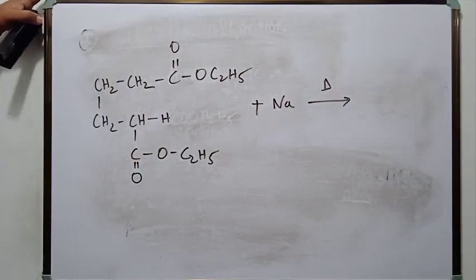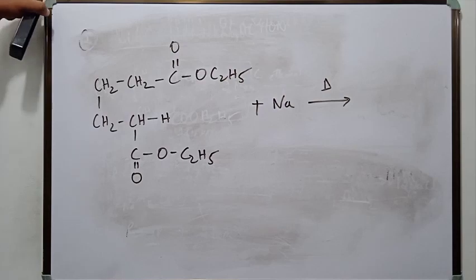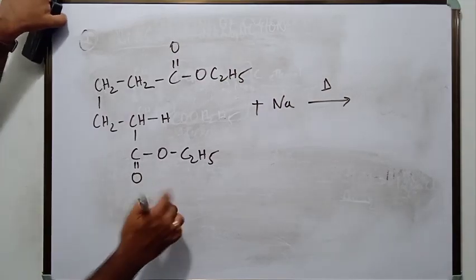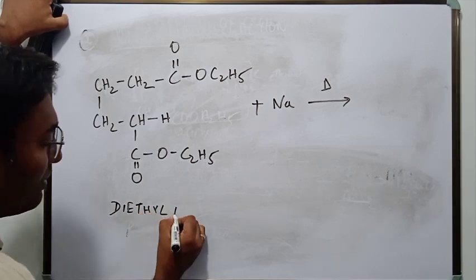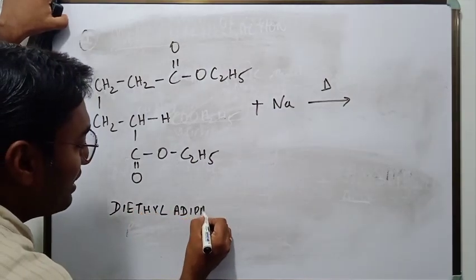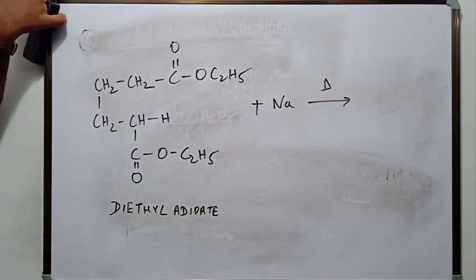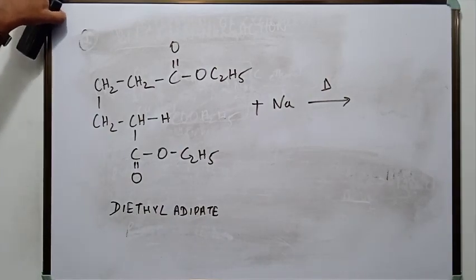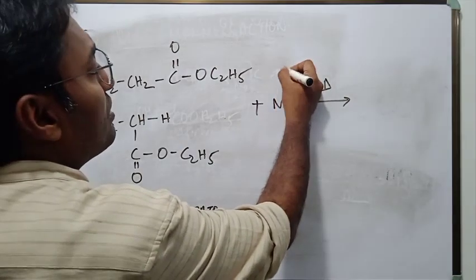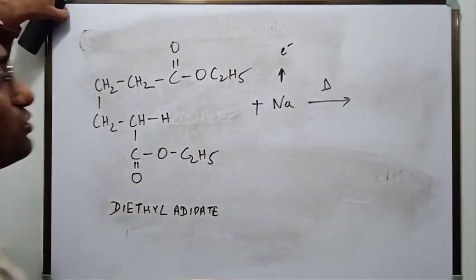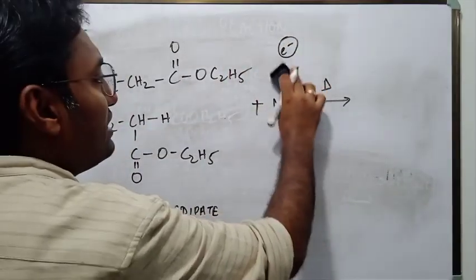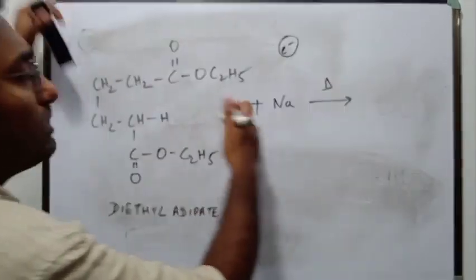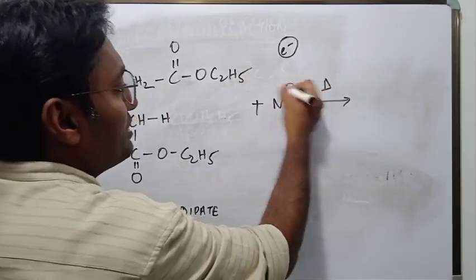So what happens here in the Dieckmann reaction? This is the first step. This is diethyl adipate. What happens in this step is when we heat, an electron is kicked out of sodium. And when the electron goes out of sodium, sodium loses an electron and becomes positive.